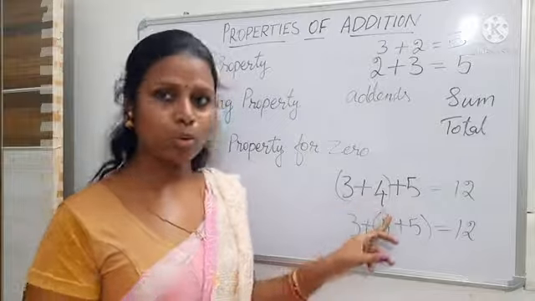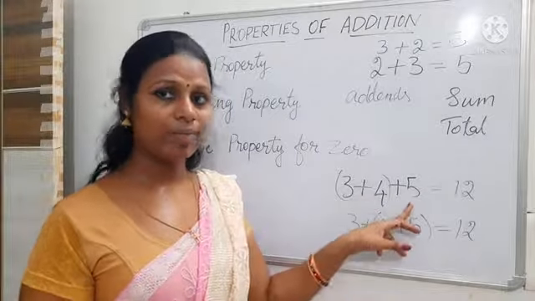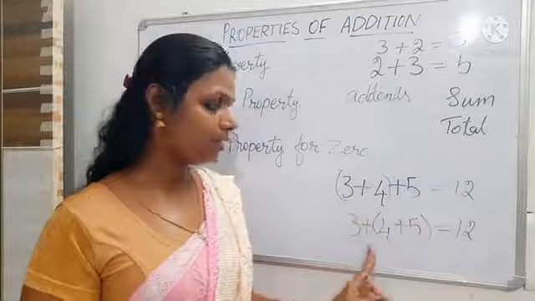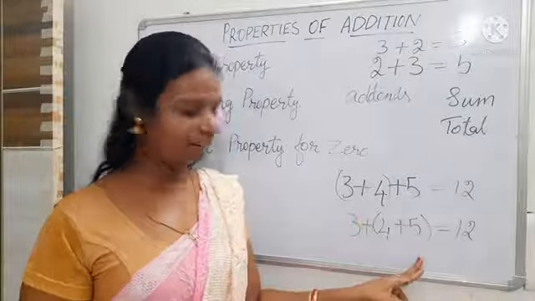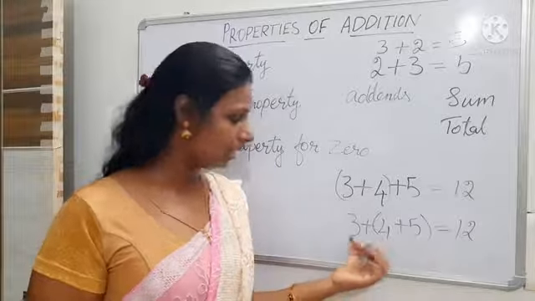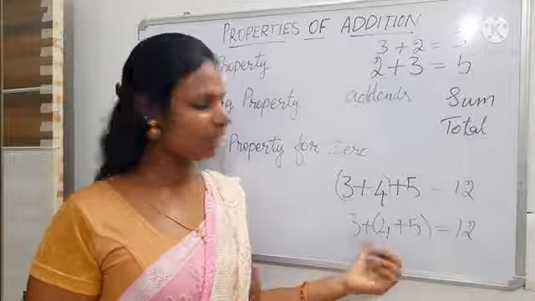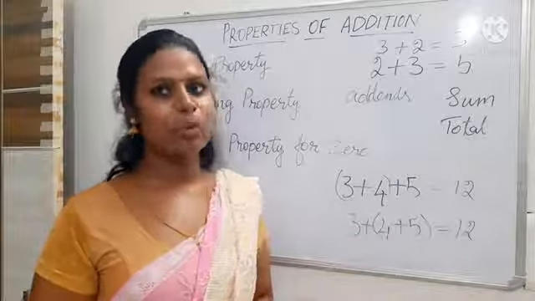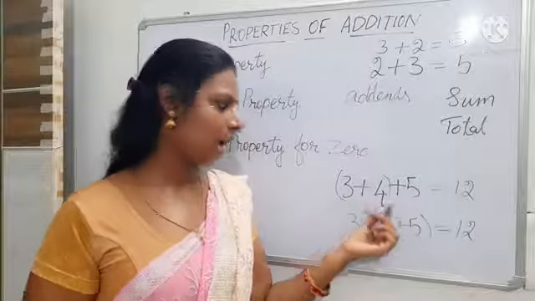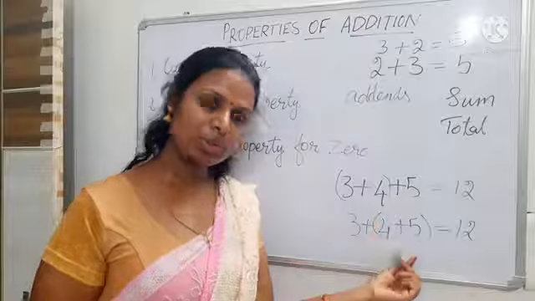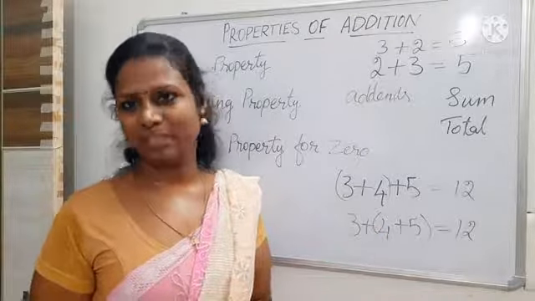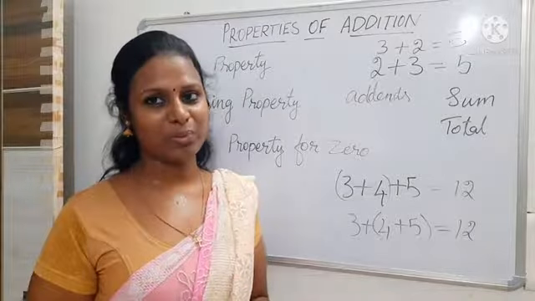3 plus 4, 7. 7 plus 5, after that you are adding 5, then you are getting 12 here. But here 4 plus 5, 9. 9 plus 3, 12. You are adding this number first, then you are adding 3. Then also you are getting 12. This is called the grouping property. You can first take these 2 numbers and make the group. Otherwise, you can take these 2 numbers also. But when you add all together, you will get the same sum.